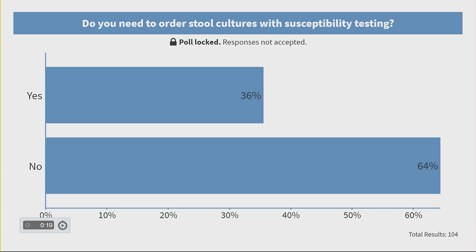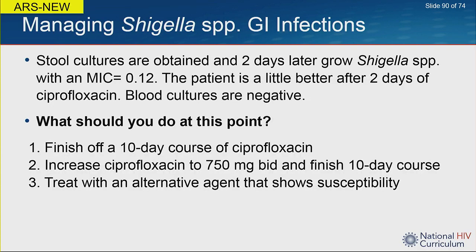Okay, so the answer actually is yes. This is a new recommendation just a couple weeks ago, hot off the press. There are formal recommendations in the guidelines now that with Shigella, you need to find out the susceptibility of that organism for different reasons. Now, so stool cultures were obtained. And 2 days later, they're growing out Shigella.